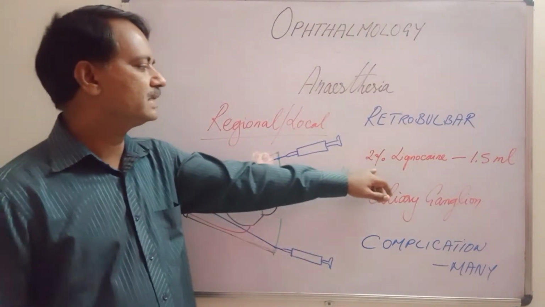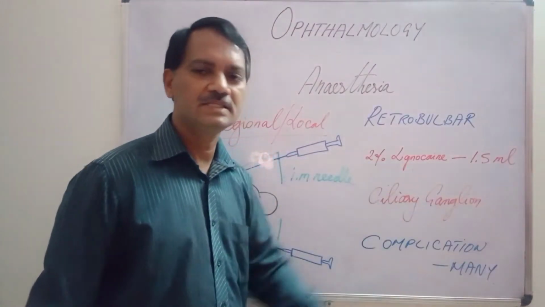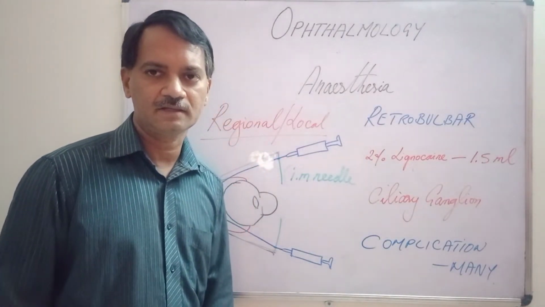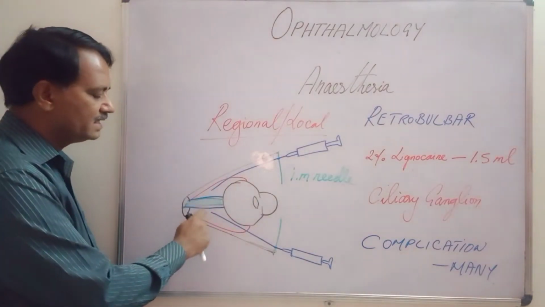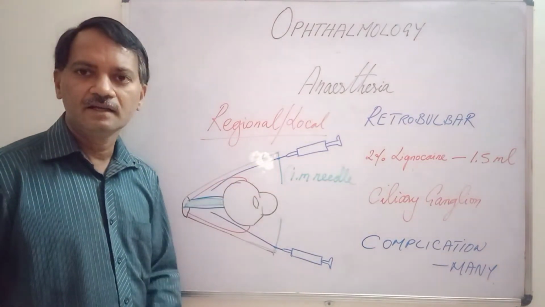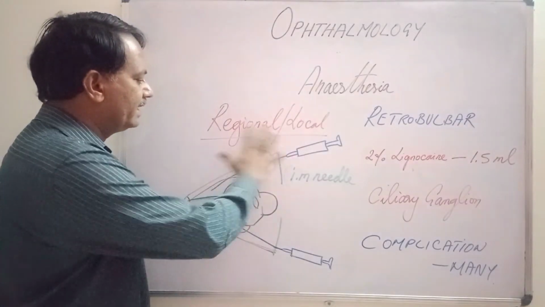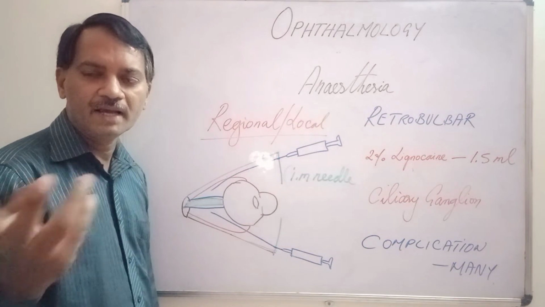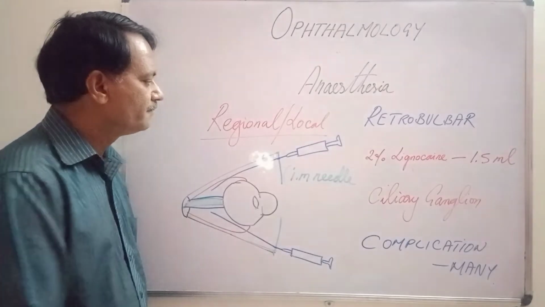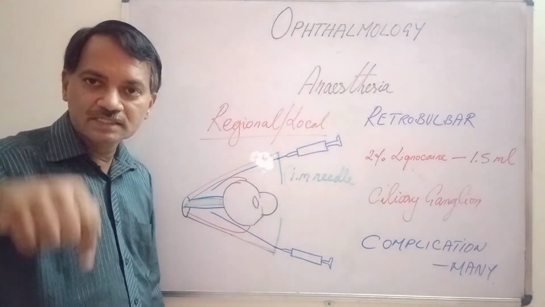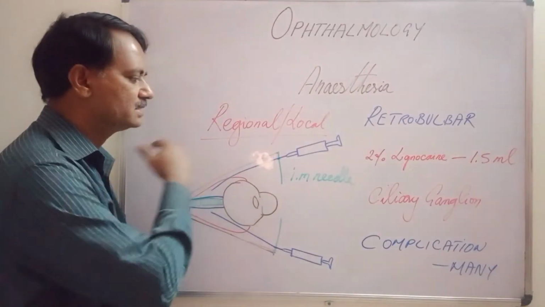We need 2% lignocaine as an anesthetic agent. Only about 1.5 ml is enough to get this anesthetic effect. We need not give so much anesthetic agent here. When you inject here, in this area you have the ciliary ganglion. The ciliary ganglion gets anesthetized immediately. So the entire eyeball becomes anesthetized by this injection very early. You can see the lids coming down, that is ptosis, as soon as you give the injection. So that kind of anesthesia it is.